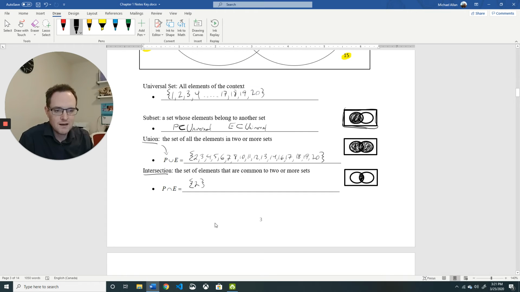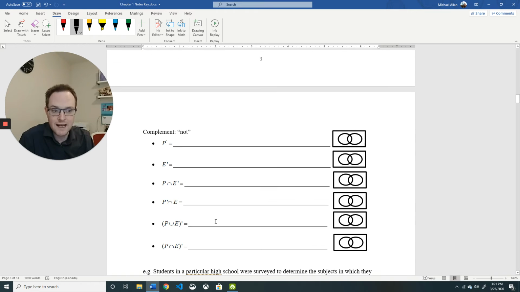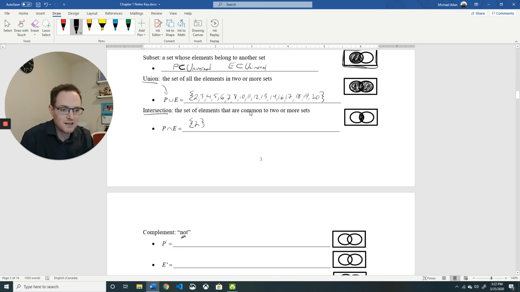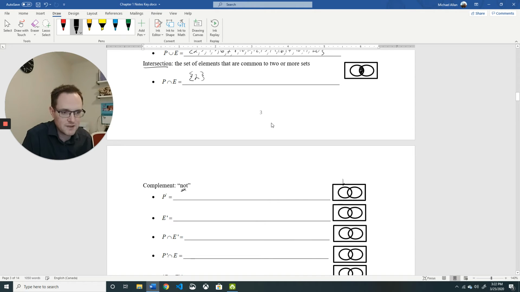Okay? They get a little bit harder as you go because you start adding in things like what is the complement of P? What is not P? So if you think about what a P is, and remember our P's are on the left side. So this side over here is our P's. This side over here is our E's. So what is not P? Well, P is the circle. So not P is everything that's outside of this circle. So all of this stuff.